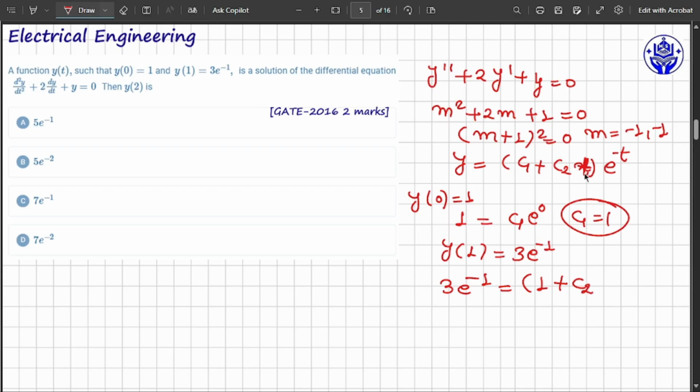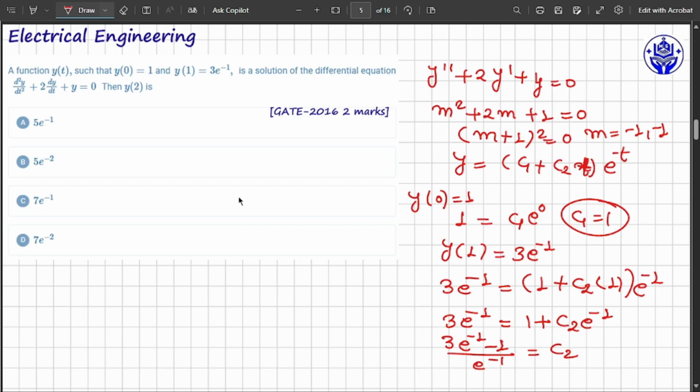c2. What is the value of t? T is 1, and it is again minus 1. So it is 3 e to the power minus 1, and it will be 1 plus c2 e to the power minus 1. Okay, so it is basically 3 e to the power minus 1 upon e to the power minus 1 is equals to c2.